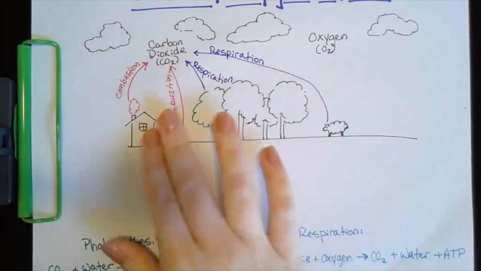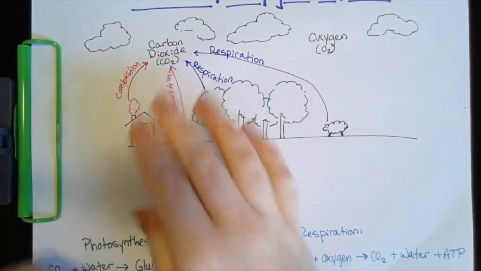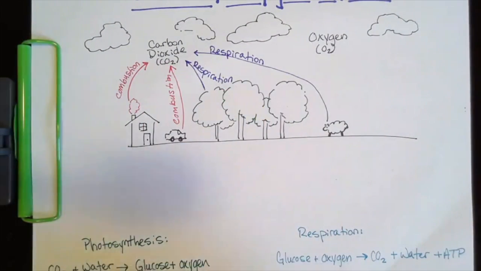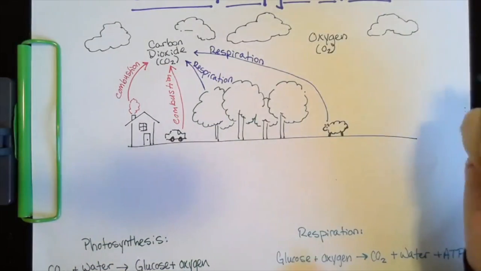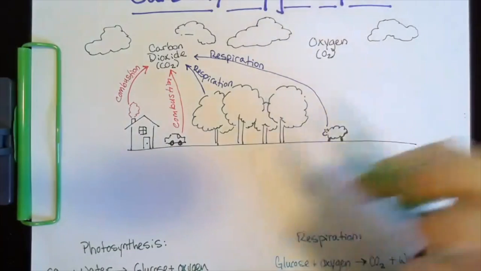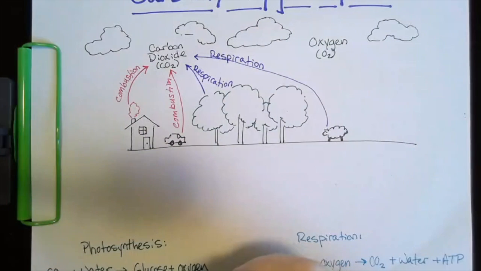So we've got two different ways that carbon dioxide gets into our atmosphere. How do we get that carbon dioxide out of our atmosphere? It's not good for us to have a lot of carbon dioxide in there. The process that removes carbon dioxide from our atmosphere is photosynthesis. In photosynthesis, those plants take in carbon dioxide and water, and then they use the sunlight to power their reaction that makes glucose and oxygen.